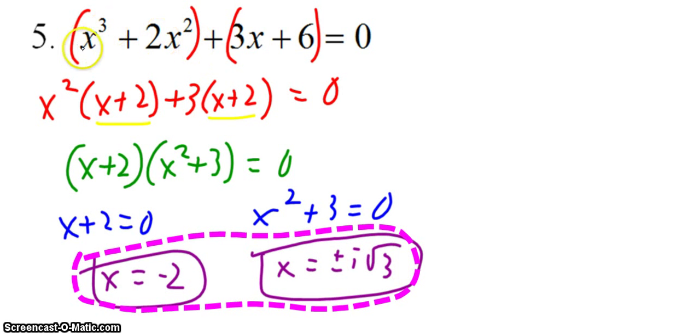Well, like I said, group. So I group the first two and I group the second two. I can take out an x squared from the first two, and I can take out a positive 3 from the second two. I'm left with x plus 2 and x plus 2 in the parentheses, therefore I know I've done this correctly. So now I can factor out an x plus 2, and I'm left with x squared plus 3. Set each factor equal to 0, and solve. This was just a polynomial equation, so I do not need to check for extraneous solutions.